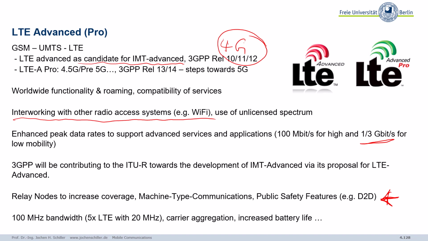LTE now offers so-called machine-type communication. So for machine-to-machine communication, that's different from having the highest data rates or voice communication or video. I will give you examples for this. But also LTE now offers certain public safety features. Remember TETRA? Now we have public safety features, for example, for device-to-device communication.